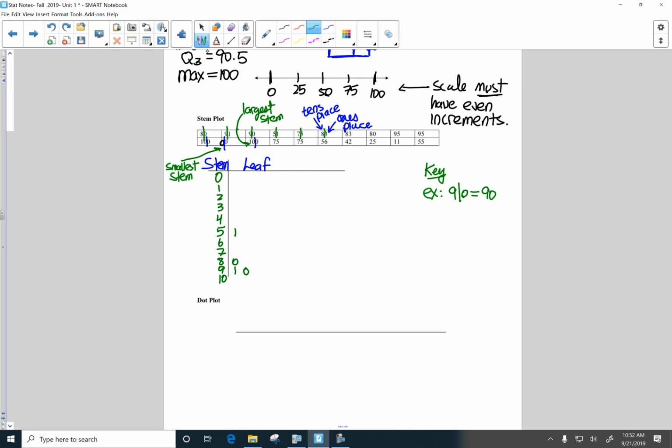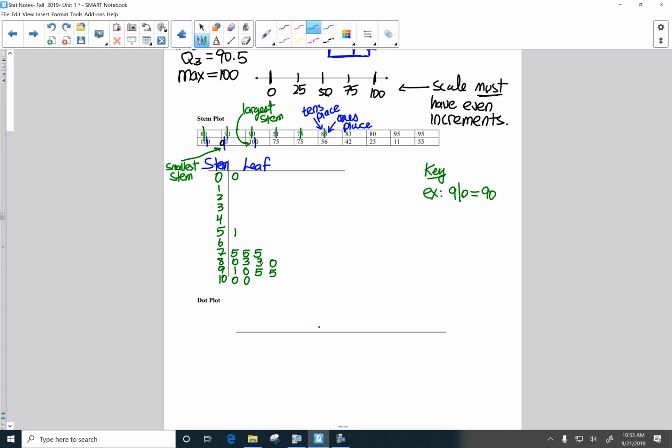So we have the 51. So 75. So in row 7, the number 5. 83. So in row 8, the number 3. There's 283, so I need that again. In row 8, we have the number 0 for the 80. I have 2 95s, so in row 9, I'm going to put 2 5s. I have a 100, so in row 10, a 0. I have the double 0, so in row 0, I'm going to put a 0. I have another 100, so in row 10, I'm going to put a 0. I have 2 75s, so in row 7, I'm going to put 2 more 5s.